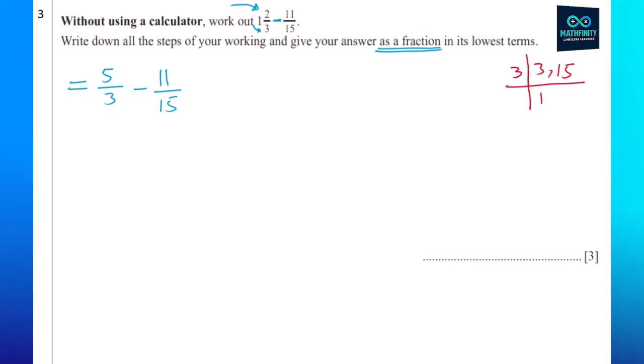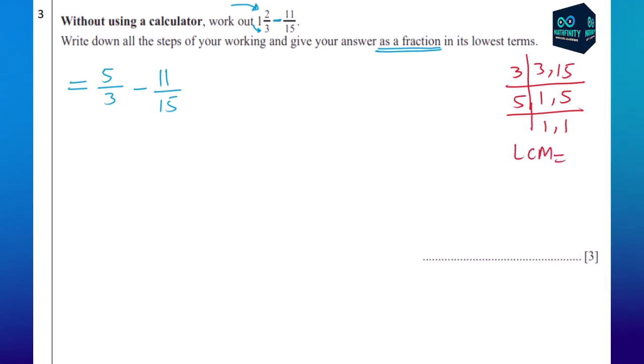So 3 divided by 3 is 1, and 15 divided by 3 is 5. And then we can divide by 5. We will be able to get 1, 1. So what is the LCM? The LCM we found is 3 times 5, 15. It means we have to make the denominator 15.